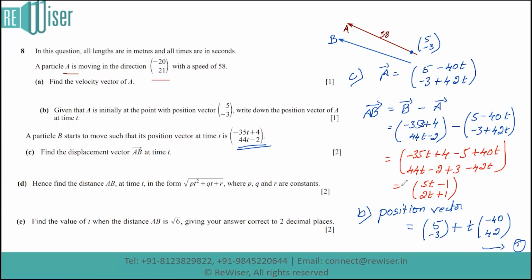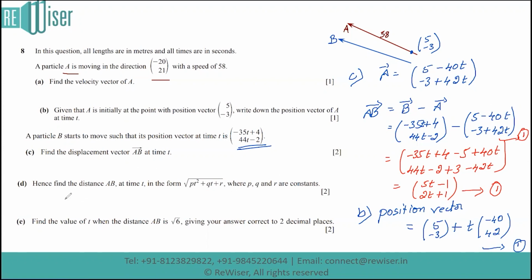And so here we have 2 marks. 1 mark is for identifying that AB is nothing but B minus A. So getting this step correct, we can get 1 mark. And getting the final answer correct, we can get another mark. So this is how the 2 marks are distributed here.